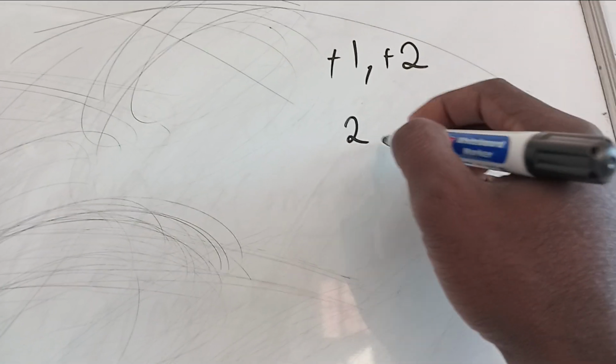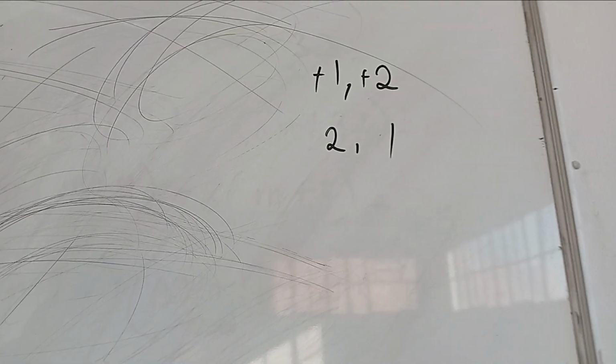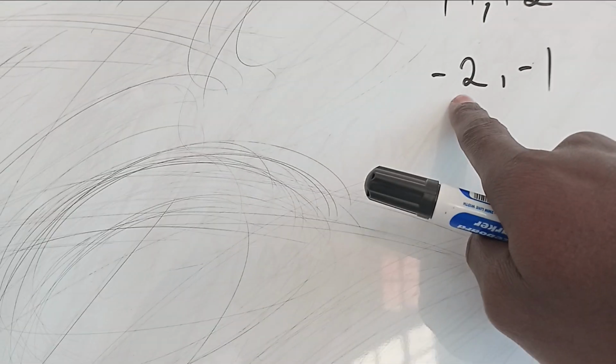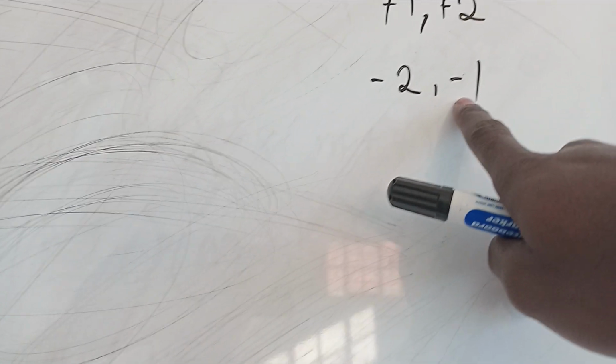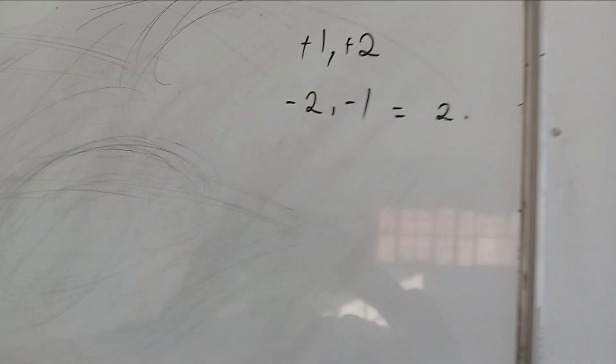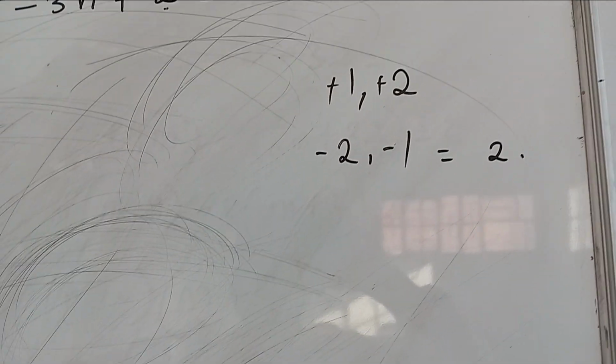So we need to consider 2, 1. If you decide to make this negative and negative, minus 2 multiplied by minus 1 gives us positive 2, right? And if you say minus 2 minus 1, it gives us minus 3, which means that minus 2 and minus 1 are the factors of 2 that we will be using for this equation.